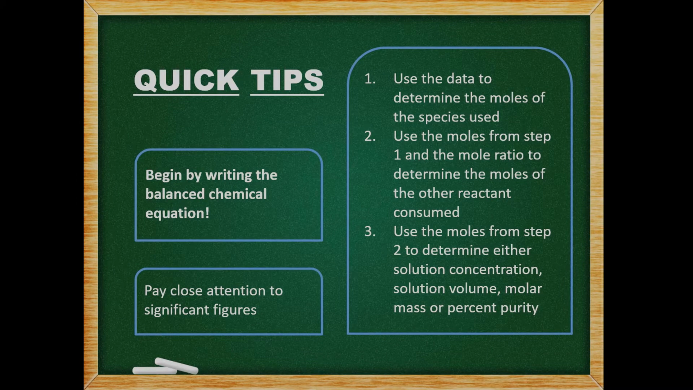Before that though, here are some quick tips. It is a great idea to begin by writing the balanced chemical equation as we will need this for our calculations. We must also pay very close attention to significant figures, which we should already be doing all the time. The calculations basically consist of 3 steps, but step 1 and 2 can be combined. The first step is using the data to determine the moles of the species used. Then we use the moles from step 1 and the mole ratio to determine the moles of the other reactant consumed. Finally, we use the moles from step 2 to determine either solution concentration, solution volume, molar mass, or percent purity.